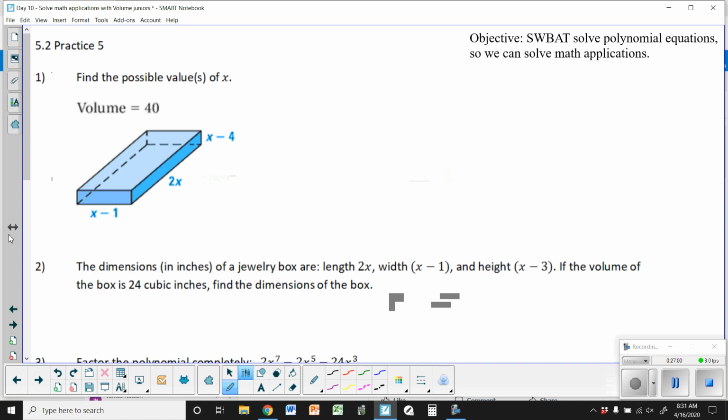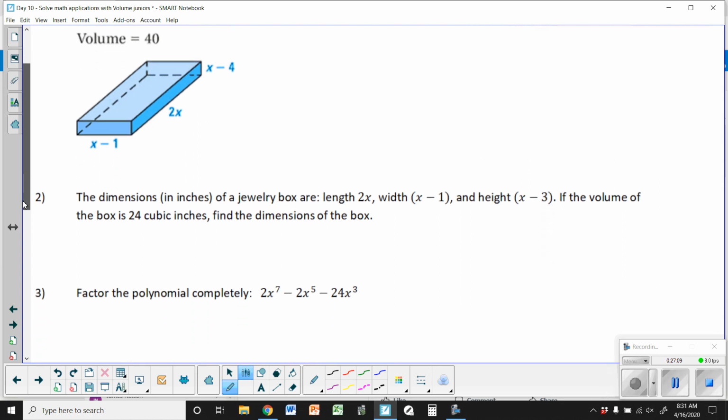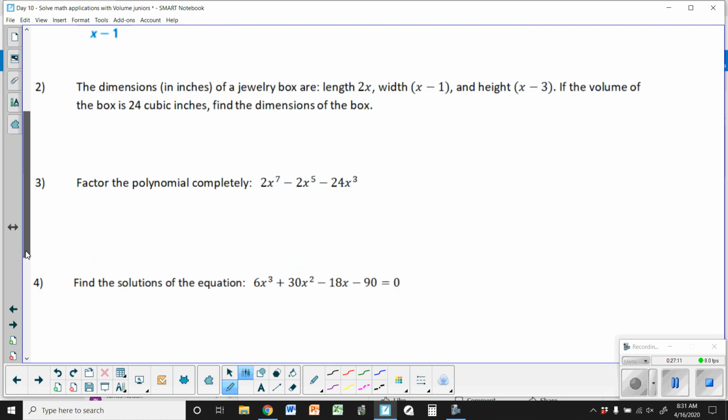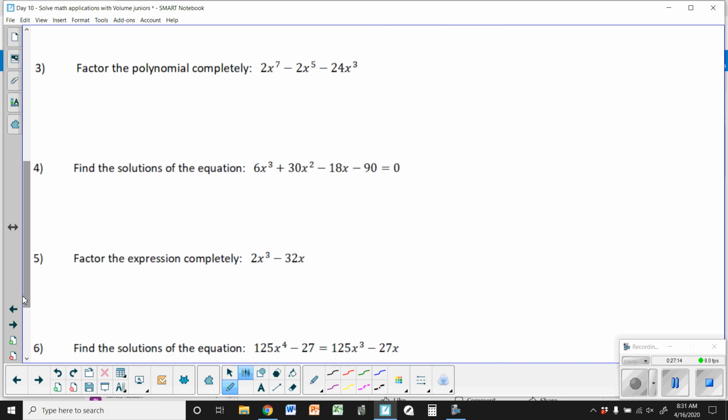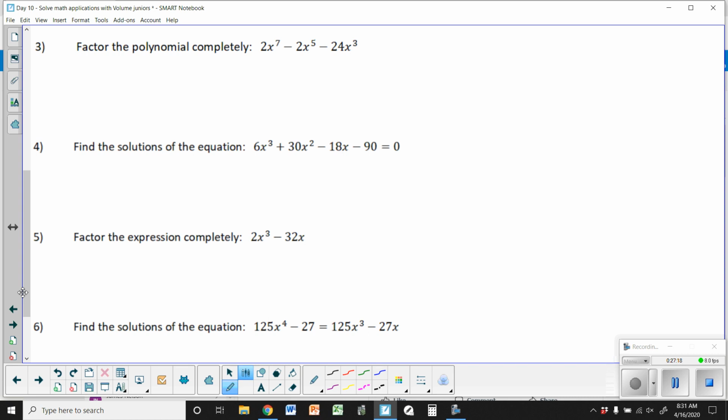Okay, moving on to the next one. So here's your homework. Here are questions 1 and 2. Again, pause it, draw them, solve them. And here's number 3, 4, 5, and 6. So again, be careful with the directions. Factor, find the solutions, factor, find the solutions, factor completely, right? Find the solutions of the equation. How many solutions are you expecting?